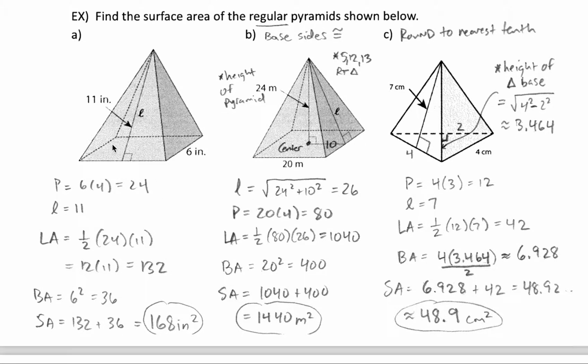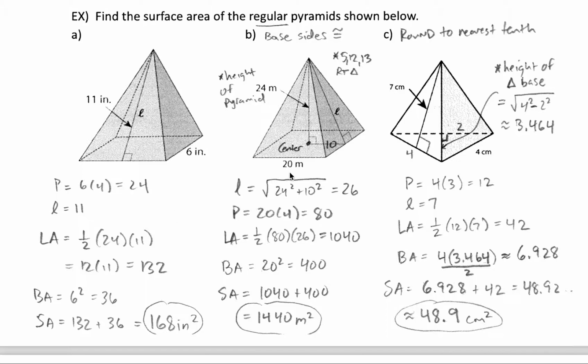Now we can find the base area. Since we know it's a square base, we could do our side length squared. So 6 squared is 36. We can take that lateral area and that base area, combine them together, and get our total surface area. So the surface area of this pyramid is 168 square inches.